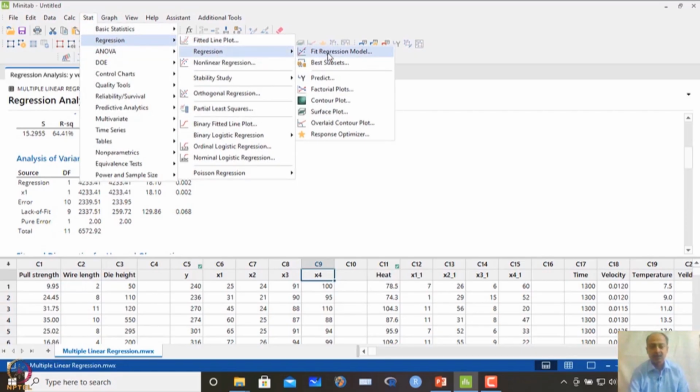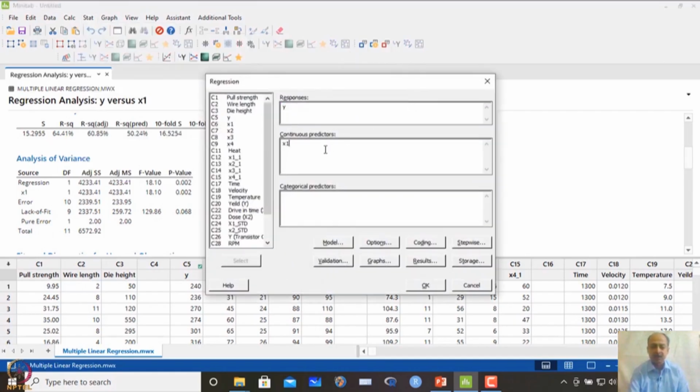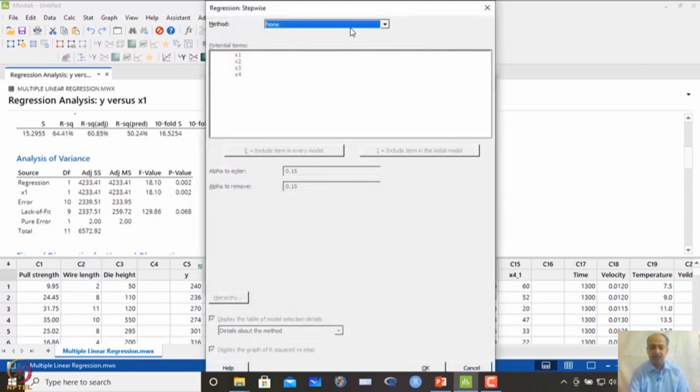So what you have to do is fit regression model and go to, instead of this variable, you select all the variables, that is x1, x2, x3 and x4 over here, and in stepwise options, write stepwise over here, and there will be an alpha to enter and alpha to remove. These two you can keep.